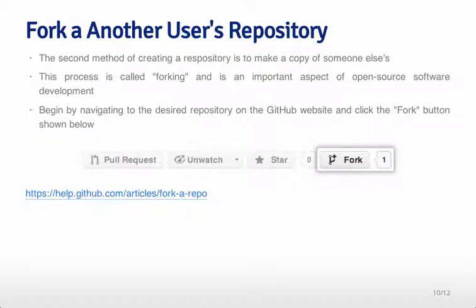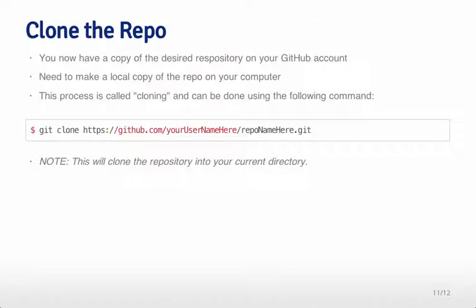Another thing that you can do is fork another user's repository or repo. The idea here is that you want to be able to develop software with other people. They'll have repos that they've already created that are on GitHub. Once you find one that you're interested in, you can go to that repository and click the fork button. The fork button will create a copy of that repo, as it currently is, in your GitHub profile.